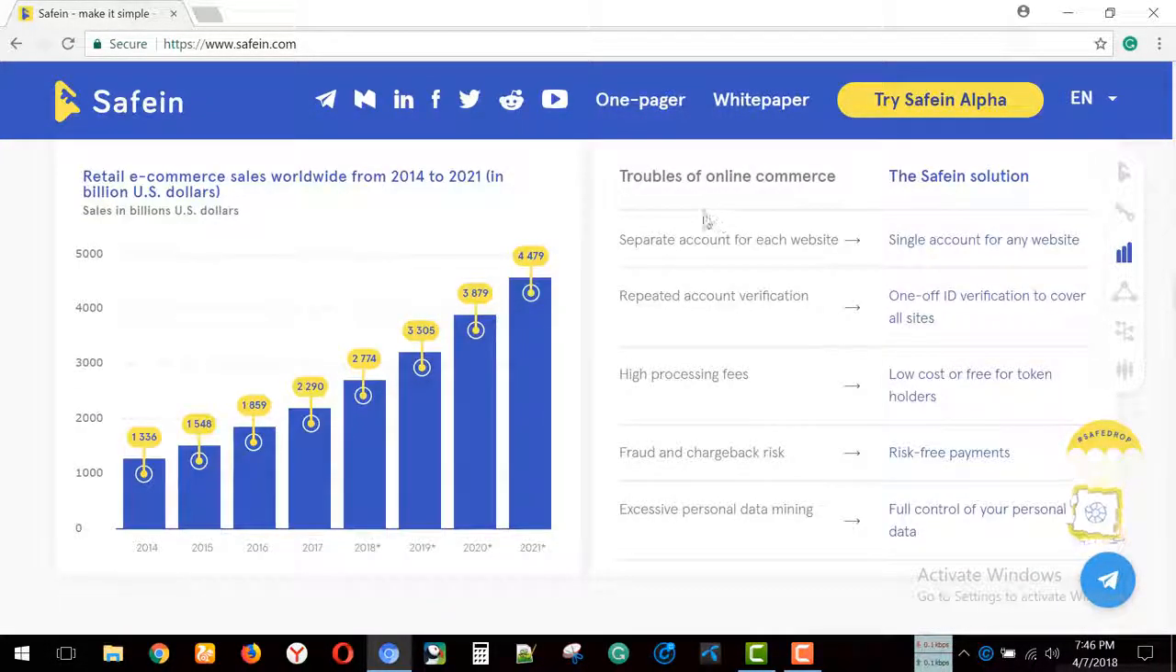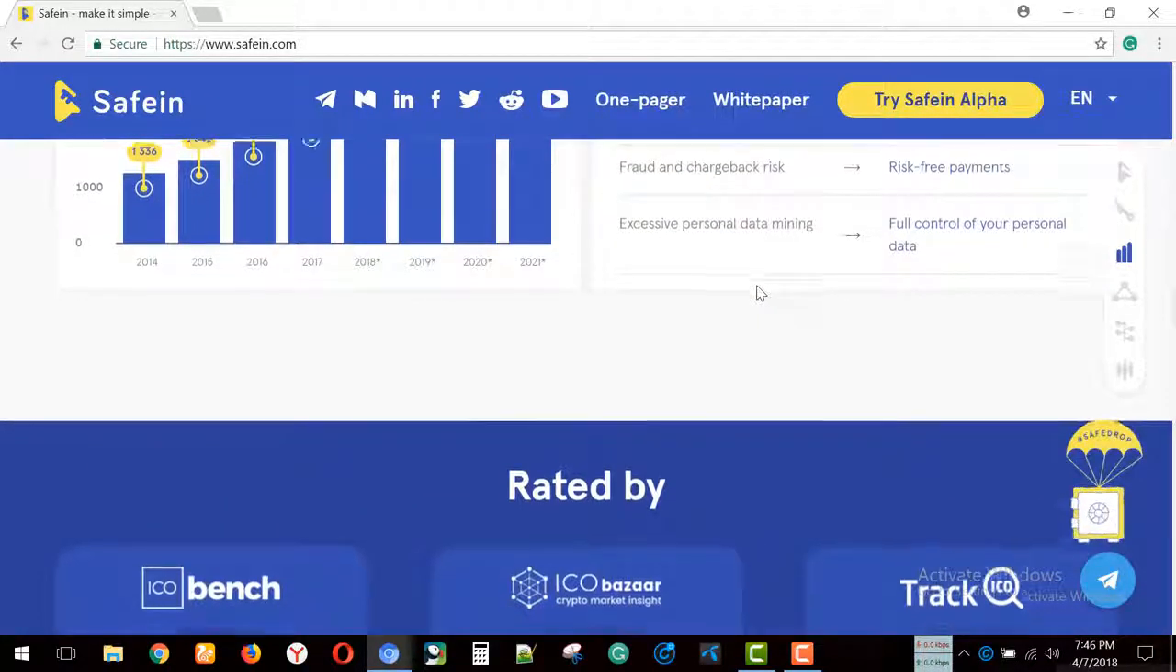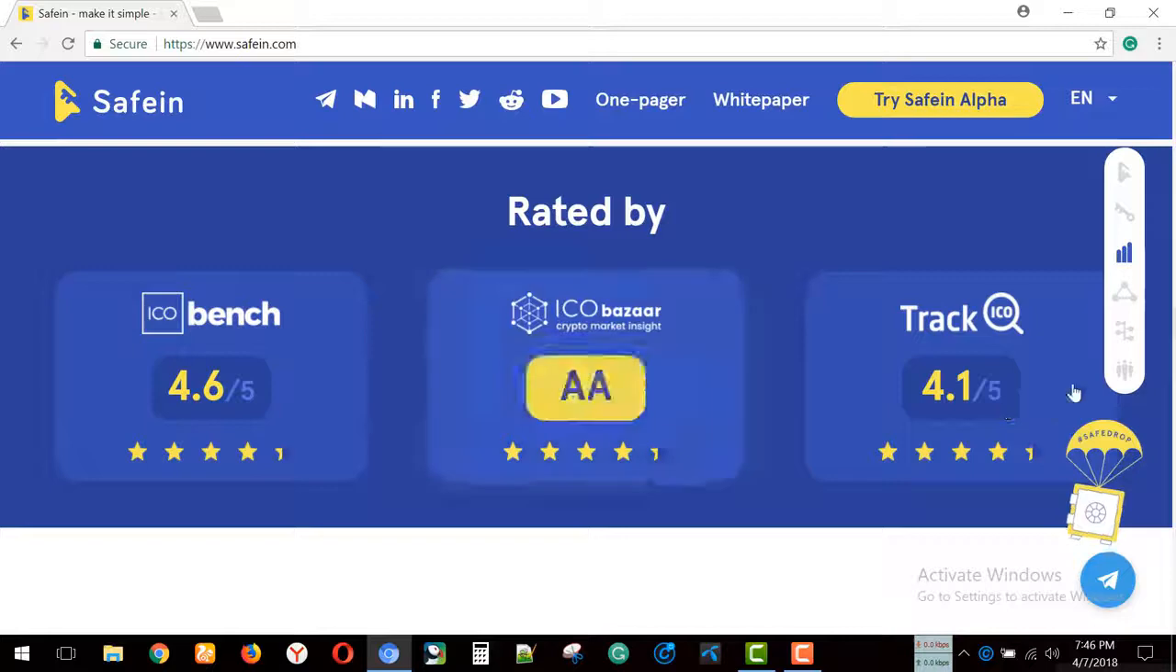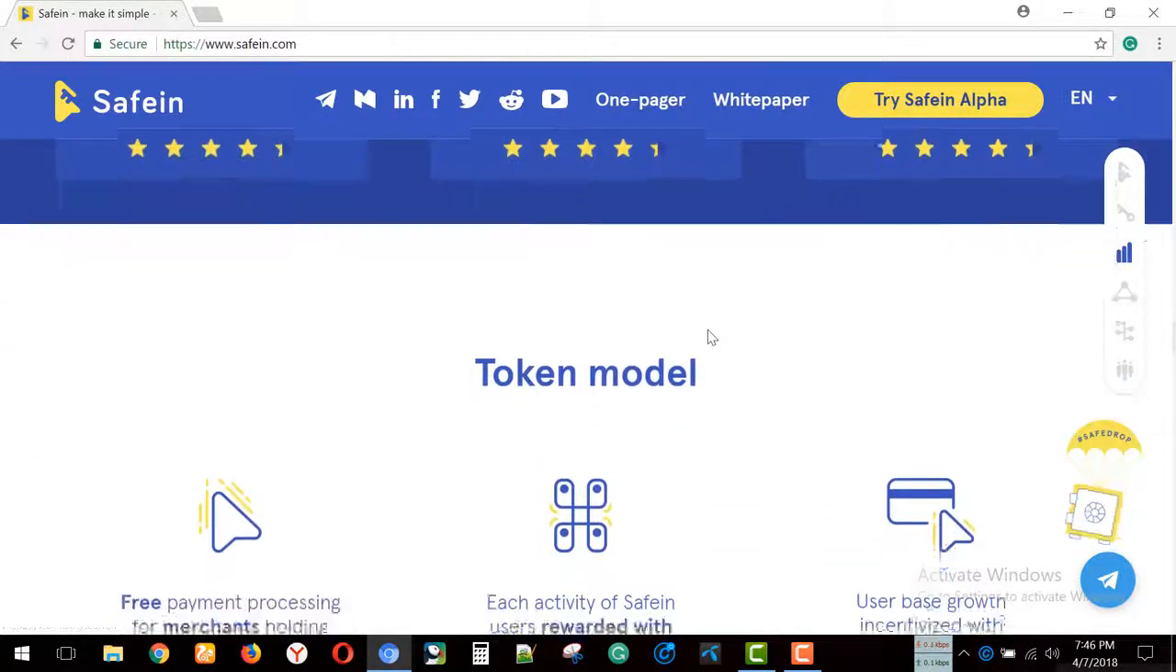So, so far we have seen that all the problems can be divided into actually two. Some of the problems are related to data protection, and some are related to the payment system. So all these problems are going to be solved by Safin with its wonderful features. So here again, the same thing is shown, how it has been rated by different organizations.